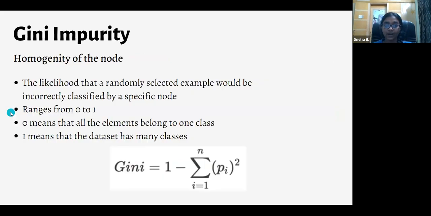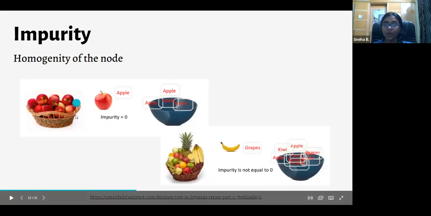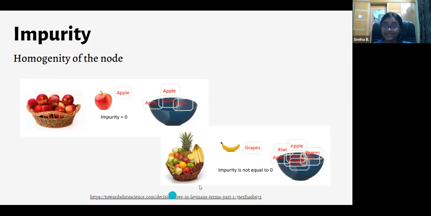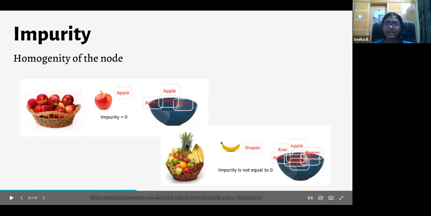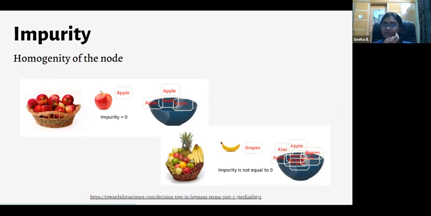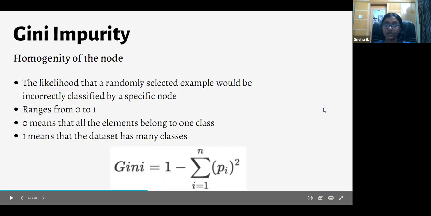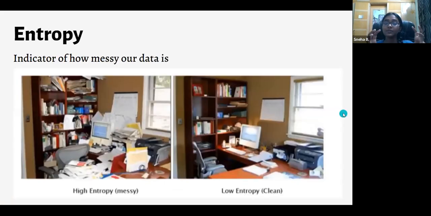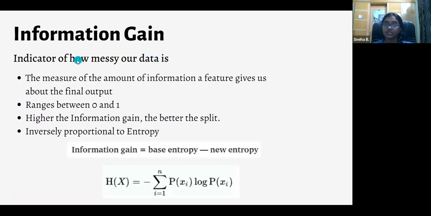If I go back to this example, this has low entropy. There is not much randomness in our data here, but this has a high entropy. There are many different classes in this because you have pineapples, bananas, kiwis, apples, so many different fruits. But this has just one kind of fruit, that is apple. So this is low entropy, while this is high entropy.